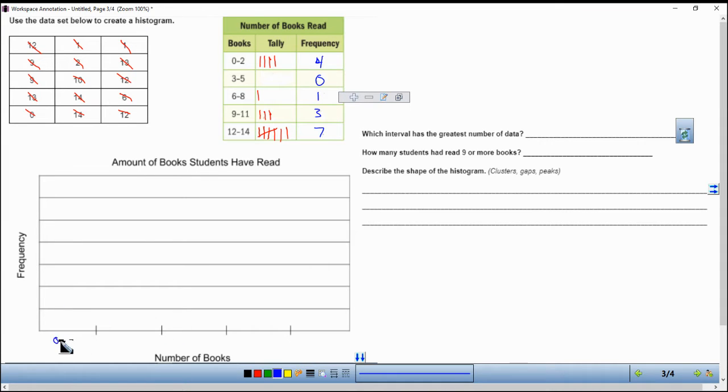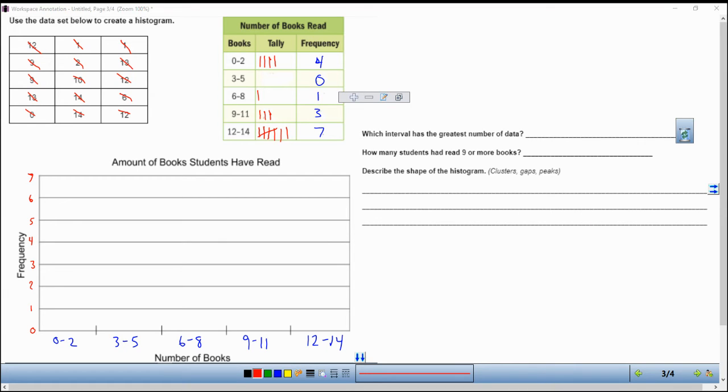We're going to label the intervals on the bottom of the graph, and then we have to figure out what we're going to count by on the side for the frequency. Hopefully we can do ones, but that hasn't been the case yet. Can we count up by ones to get to 7? 0, 1, 2, 3, 4, 5, 6, 7. Perfect, so we'll count up by ones here. If we had any higher number, we'd probably have to count up by 2s.